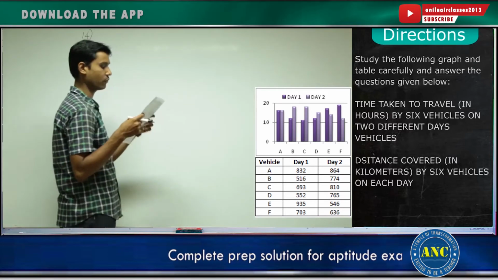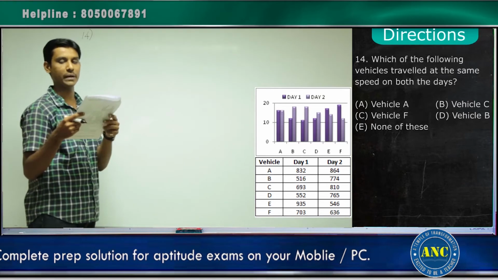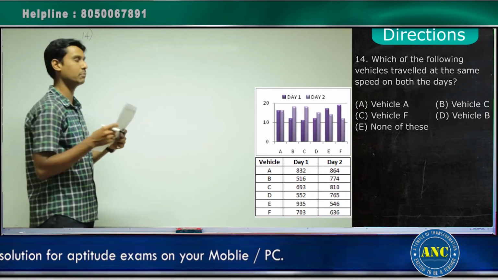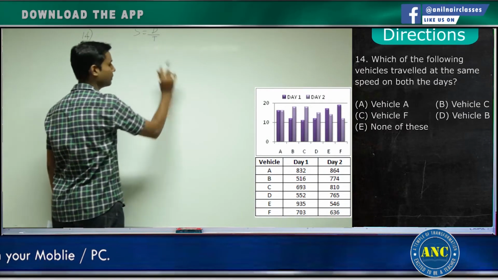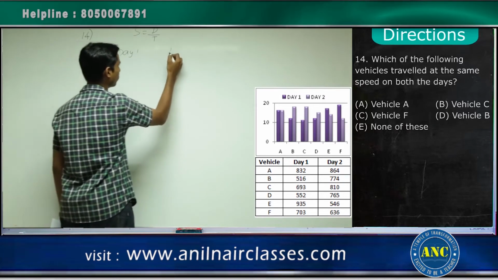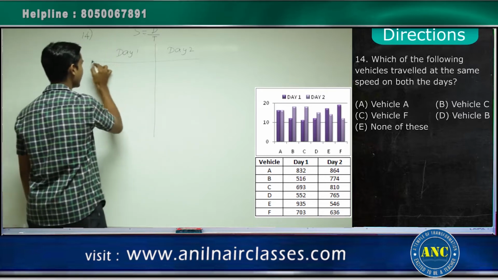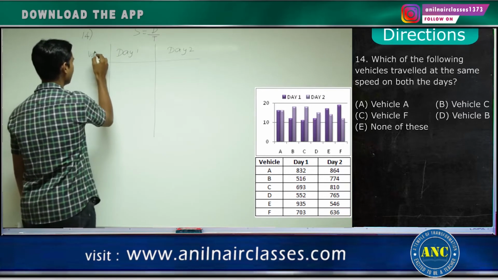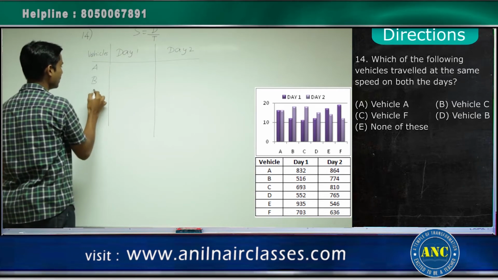Please see here. Question 14. Which of the following vehicles traveled at the same speed on both the days? First of all, speed is equal to distance by time. There are 2 days, day 1 and day 2. And there are 6 different vehicles. Vehicles are A to F. The 6 different vehicles are named as A to F.